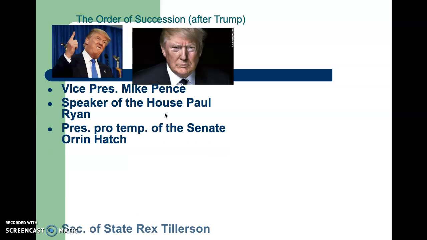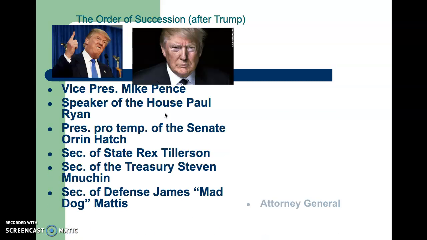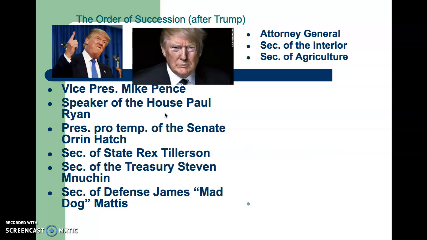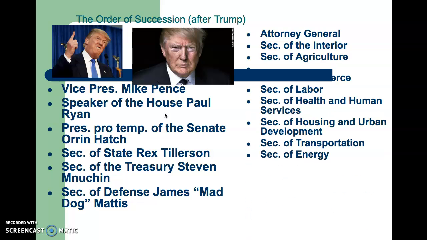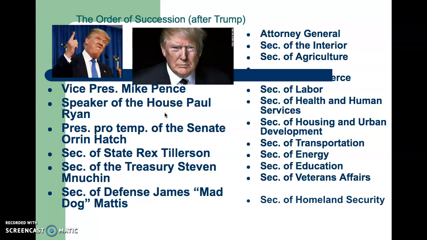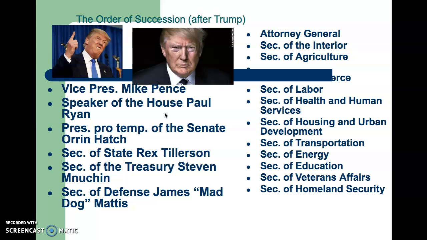After Trump. Now, some of these people are no longer in the offices that they were in. Trump does seem to go through a lot of different people as he's working his way out. So some of the names are messed up, but the order of titles is correct. So if something were to happen to Trump, Mike Pence, the vice president, will take over. And then Paul Ryan as Speaker of the House. And then Orrin Hatch as President pro tempore of the Senate. And then Secretary of State Rex Tillerson. And then Secretary of Treasury Stephen Mnuchin. And then Secretary of Defense James Mad Dog Mattis.